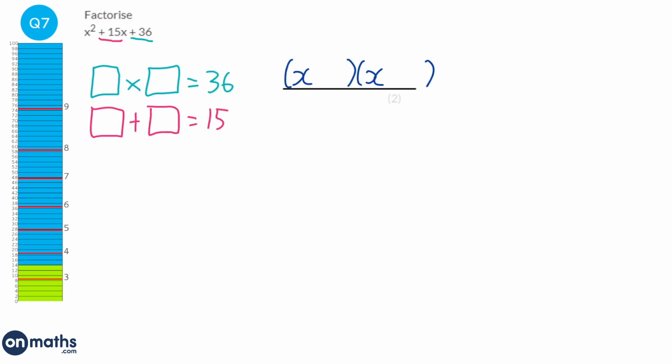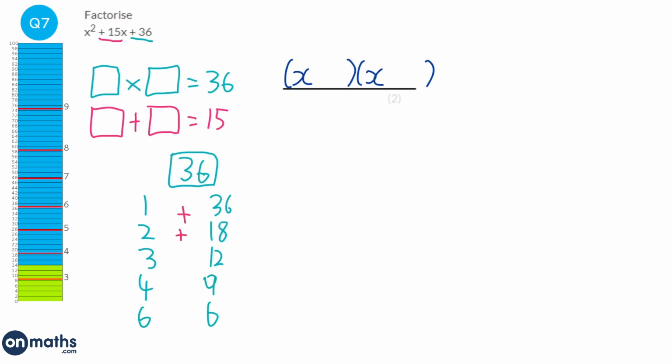Now, if you just can figure out in your head the answer, that's absolutely fine. If not, you can just quickly write down the factors of 36. Now, because they multiply together to make a positive 36, they'll either both be positive or both be negative, but they add together to make a positive number. So we're just looking at the positive factors. So 1 and 36, 2 and 18, 3 and 12, 4 and 9, and 6 and 6.